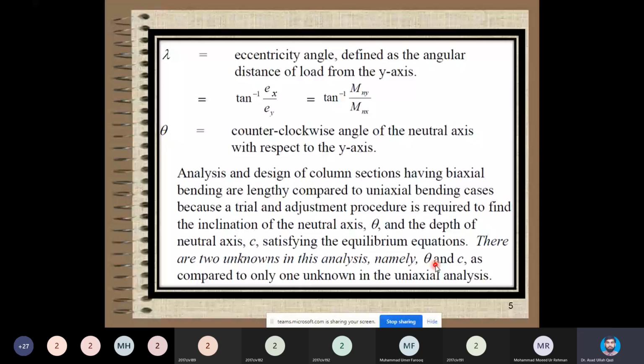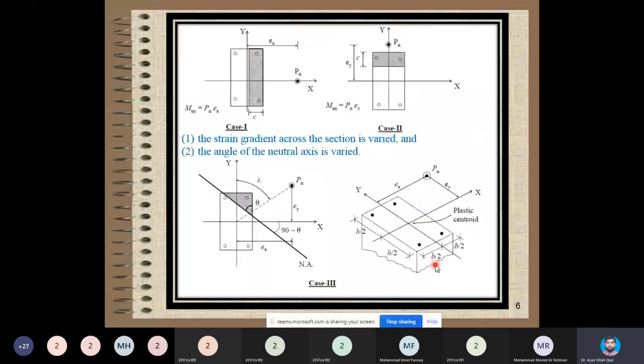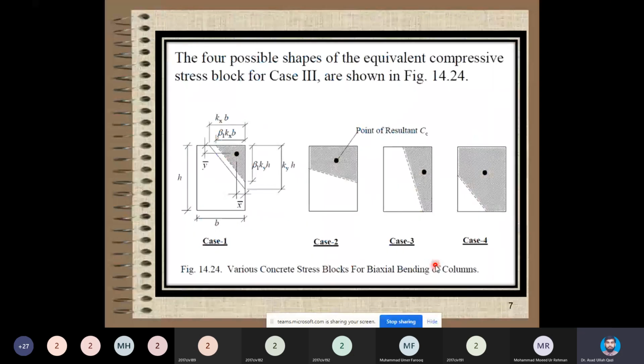So in this way, we can handle this column under biaxial bending. I have a few slides for your information. I will not discuss them in detail because this is not our target at the moment, but just to give you a realization of how lengthy this task will be. There are a few cases which I want to explain under the heading of biaxial bending. Now look at the possibility.